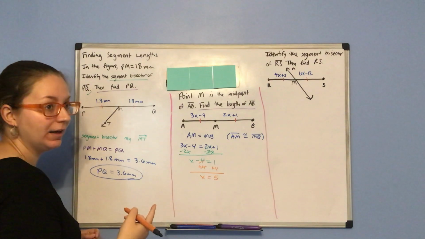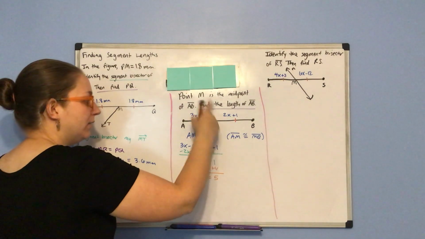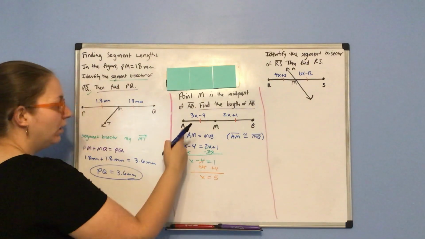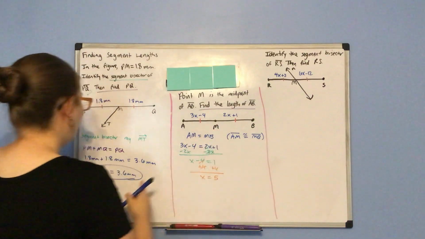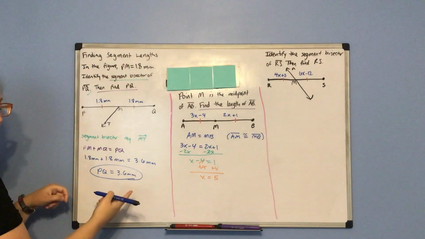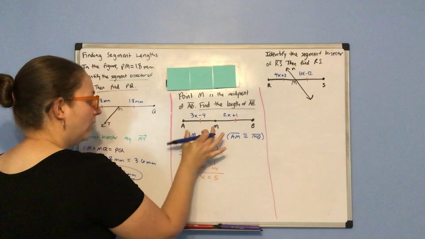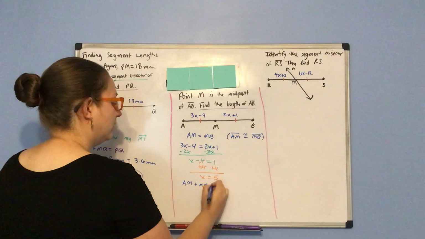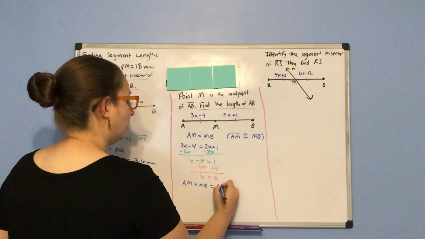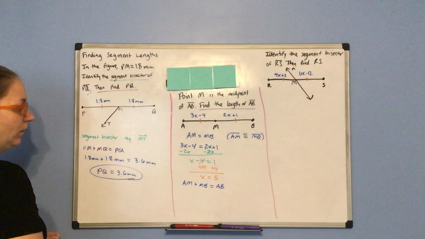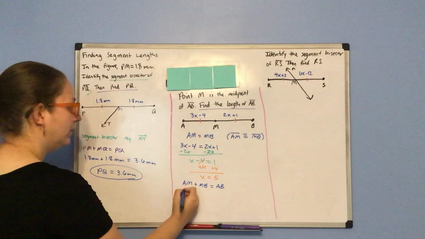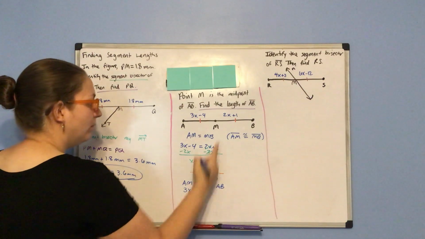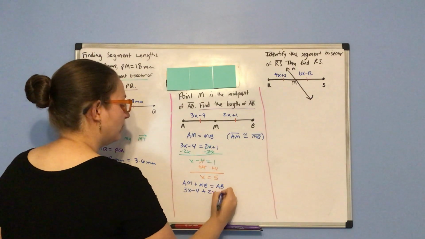However, did it ask us to find x? No. It wants us to find the length of AB. We can do that though. So, since M is the midpoint, kind of like we had back here, and by using your segment addition postulate, we know that the length of AM plus the length of MB is going to be the full length of AB. Okay? AM is 3x minus 4. MB is 2x plus 1.